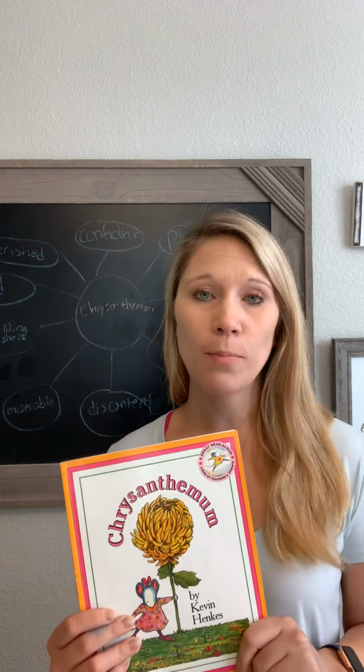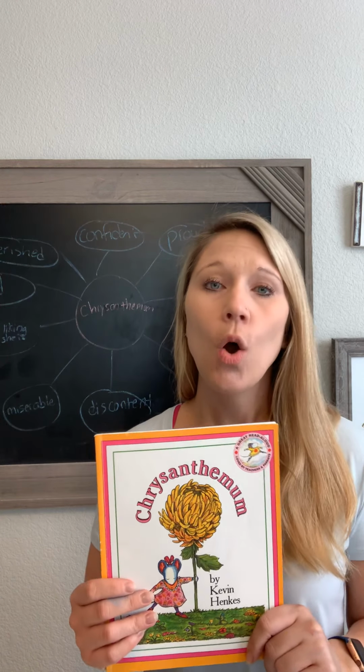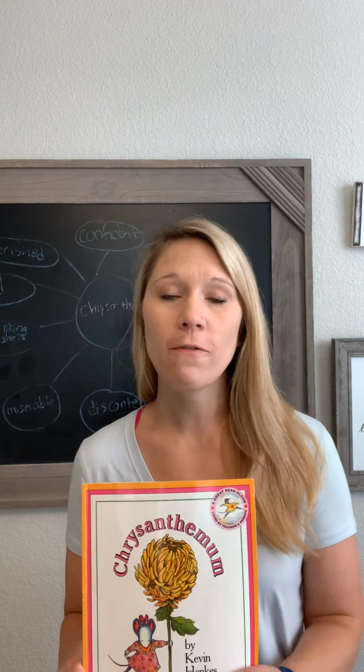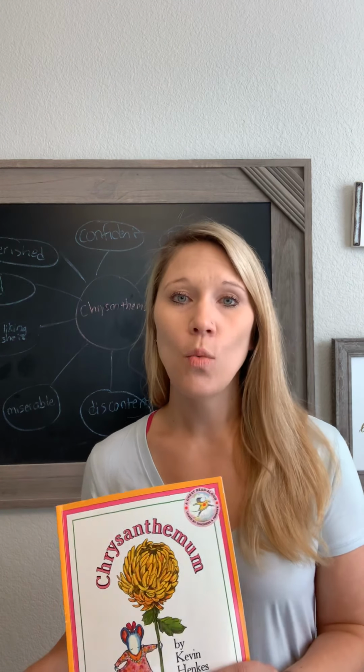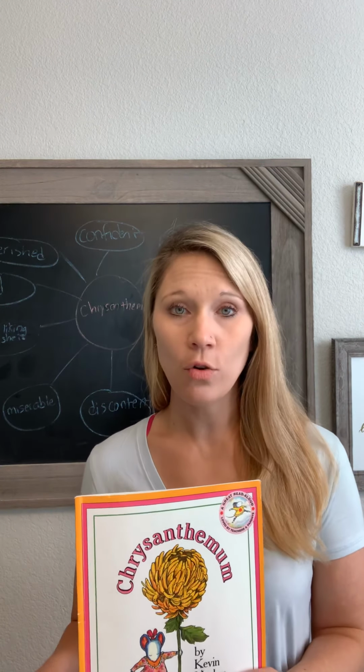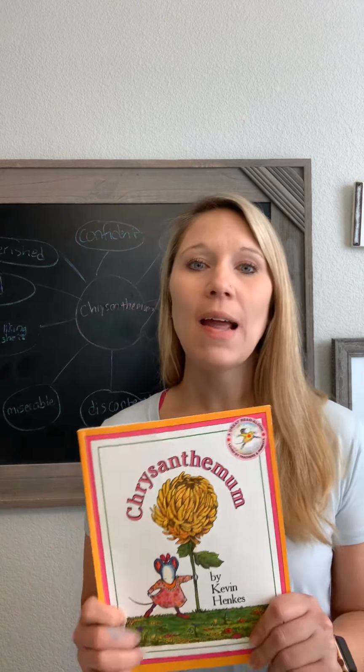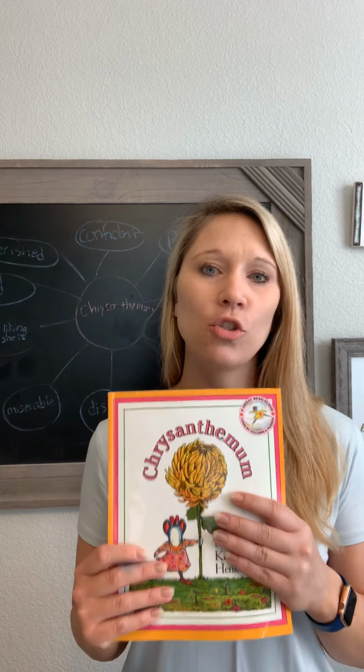So the text structure of this story, Chrysanthemum, is using description. There was a lot of description and adjectives in this story. We just made a circle map for Chrysanthemum, but we could have done another one for the schoolmates, another one for Mrs. Twinkle, and another one for her parents. So that would be how this story is structured.